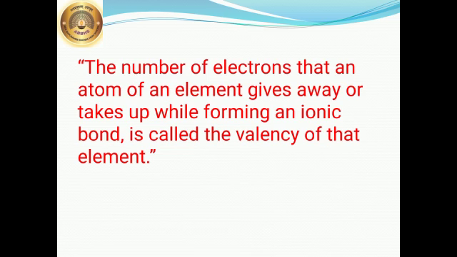So, we come to the concept of valency. The number of electrons that an atom of an element gives away or takes up while forming an ionic bond is called valency of that element. So, the valency of sodium is 1 and chlorine is 1, because sodium has given 1 electron and chlorine has taken 1 electron.